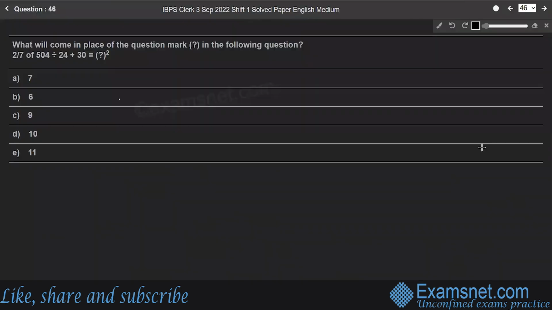Question 46. What will come in place of the question mark in the following question? Here the question is 2 by 7 of 504 divided by 24 plus 30 is equal to a number. Let the number be x, it's a square. We have to find the value of x here.